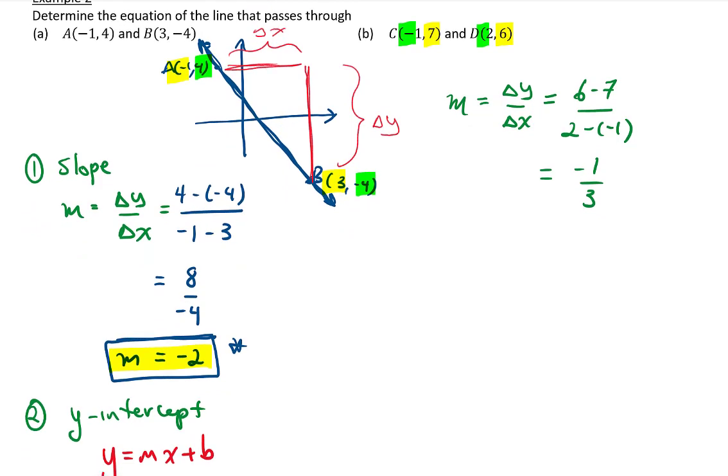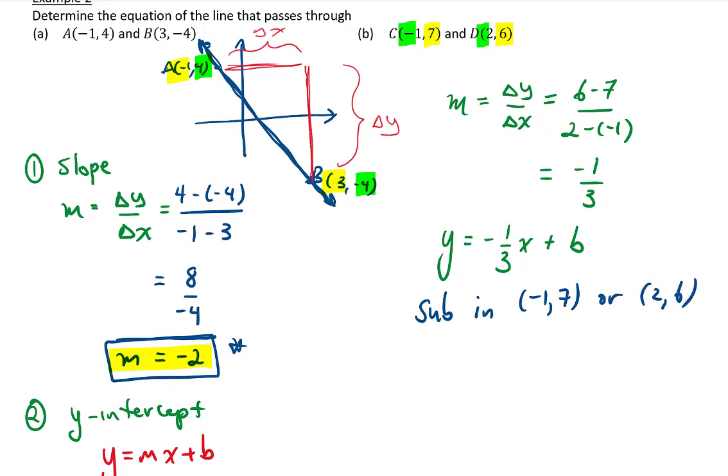So now we know we have the equation y equals, we know m is -1/3 x, plus we still need the y-intercept. So now I have to pick a point to sub into this equation. So again, we can sub in (-1, 7), or we can sub in (2, 6).